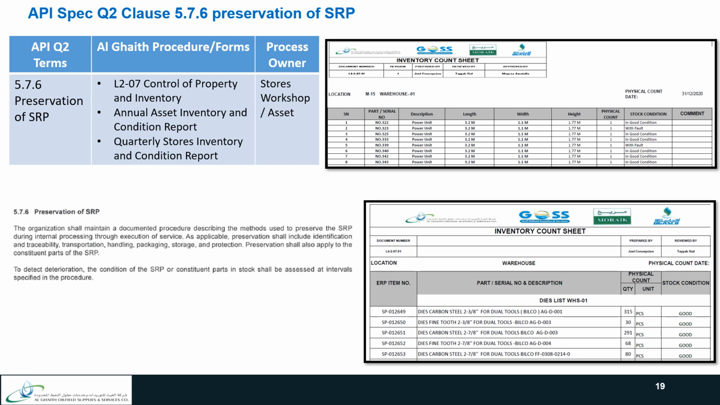To detect deterioration, the procedure states that an annual stock assessment for fixed assets shall be conducted. This should include assessment of the condition of the SRP, such as in good condition, with fault, etc. A stores inventory count shall be conducted on a quarterly basis. This should include assessment of the condition of the SRP, such as in good condition, usable, not usable, etc.